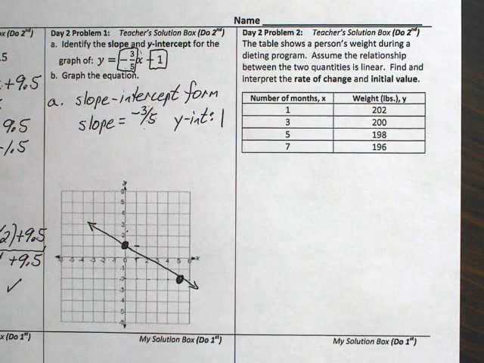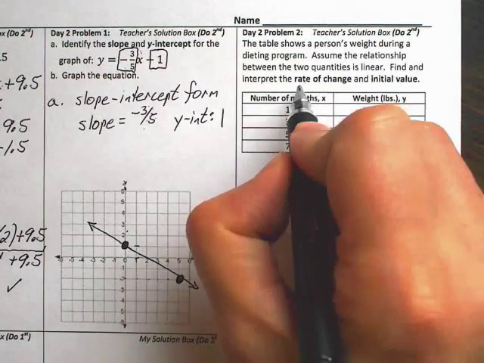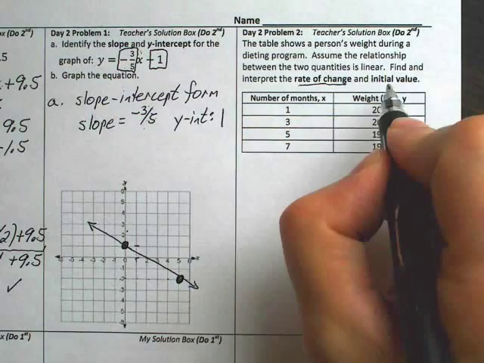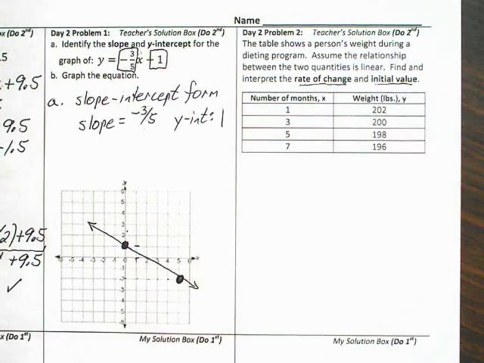Now Day 2, Problem 2. The table shows a person's weight during a dieting program. Assume the relationship between the two quantities is linear. Find and interpret the rate of change and initial value.